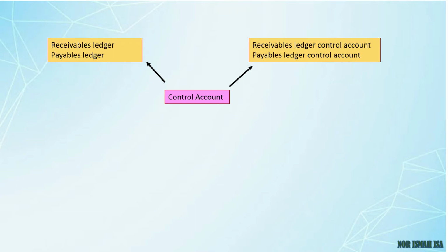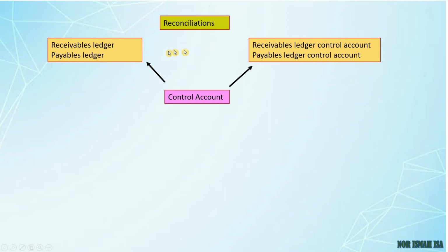You already learned that we have two ledgers. One is the memorandum ledger, which consists of the receivable ledger, a ledger for each individual customer, and the payable ledger, a ledger for each individual supplier. And then there is the nominal ledger, where we have the control account for the receivable ledger and the payable ledger.